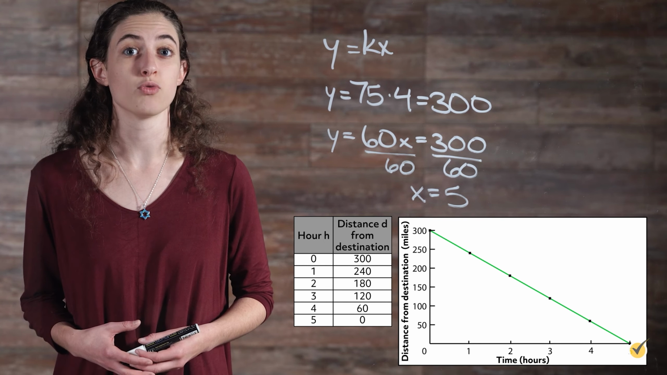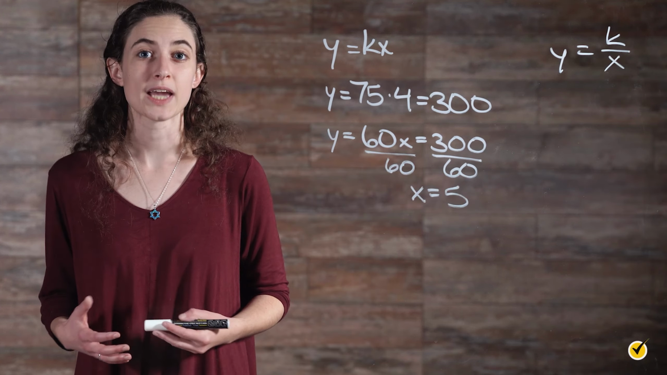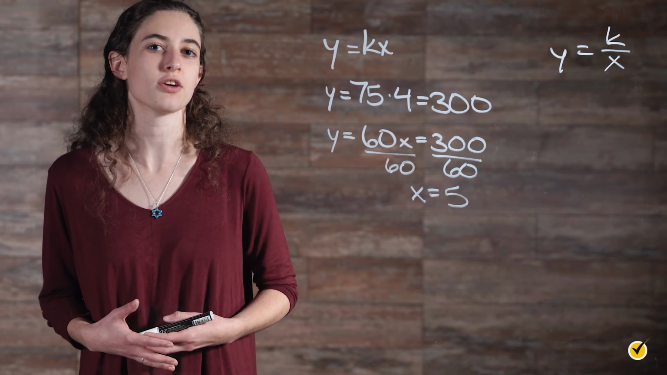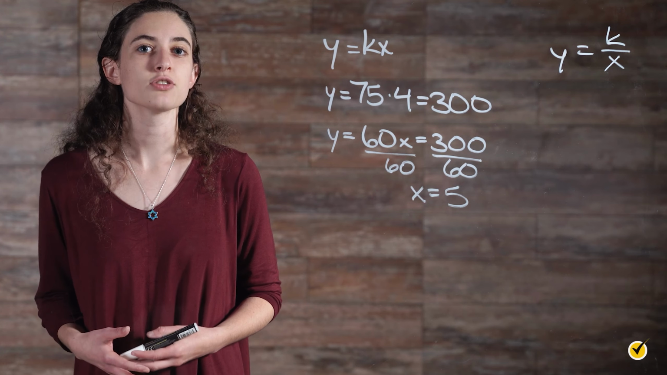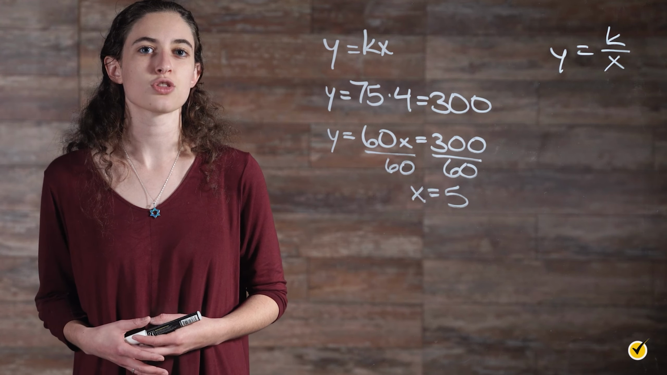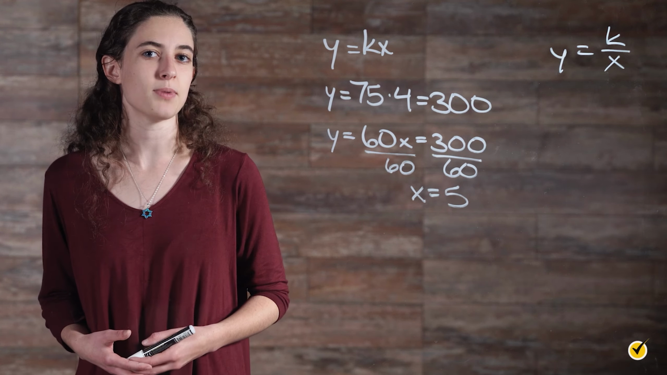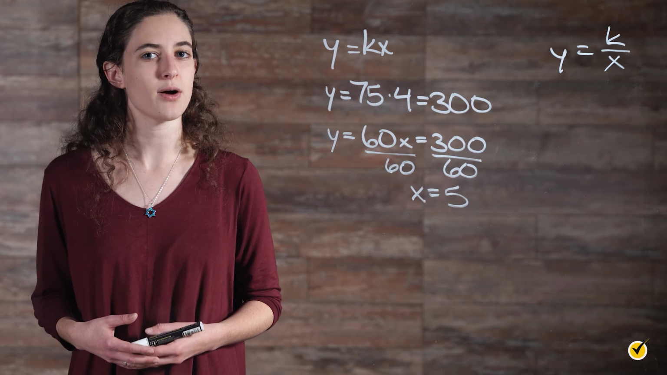Equations showing inverse proportionality have the form y equals k over x, where k is, again, the constant of proportionality. Here, the distance 300 could be divided by the number of hours to calculate the speed, or it could be divided by the speed to calculate the number of hours.